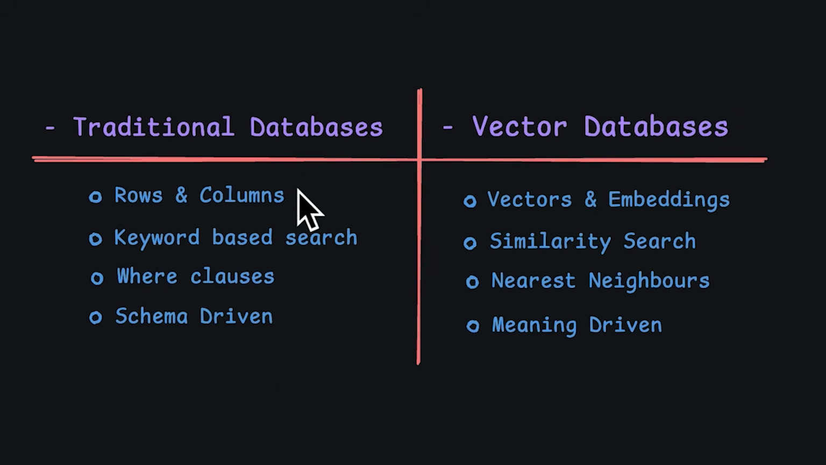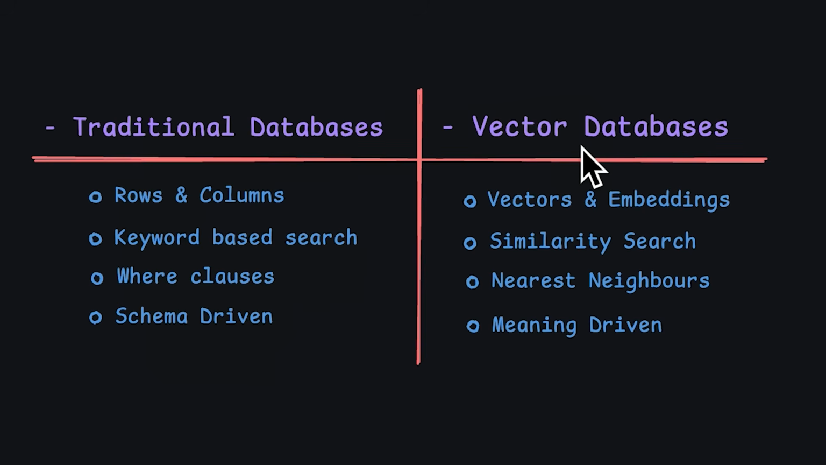Okay, so now let's summarize the differences between the traditional relational databases that we have and the vector databases. Traditional databases work based on rows and columns. You can store your data in terms of some fixed schema in rows and columns. You can perform keyword-based search, and the search is mostly done using where clauses, and it's schema driven. It's not that flexible. So this is what we already know, the traditional databases.